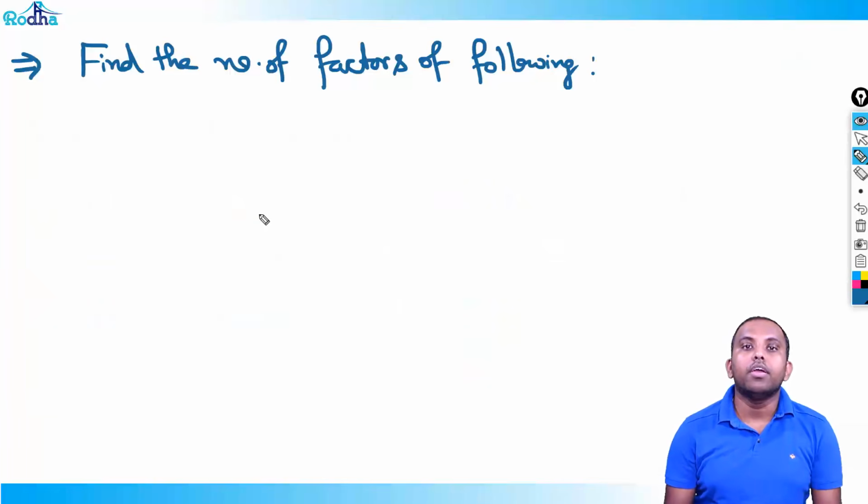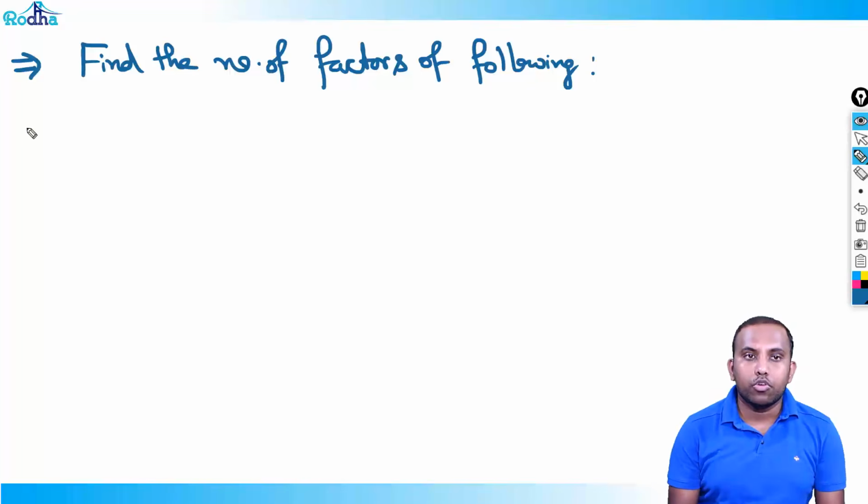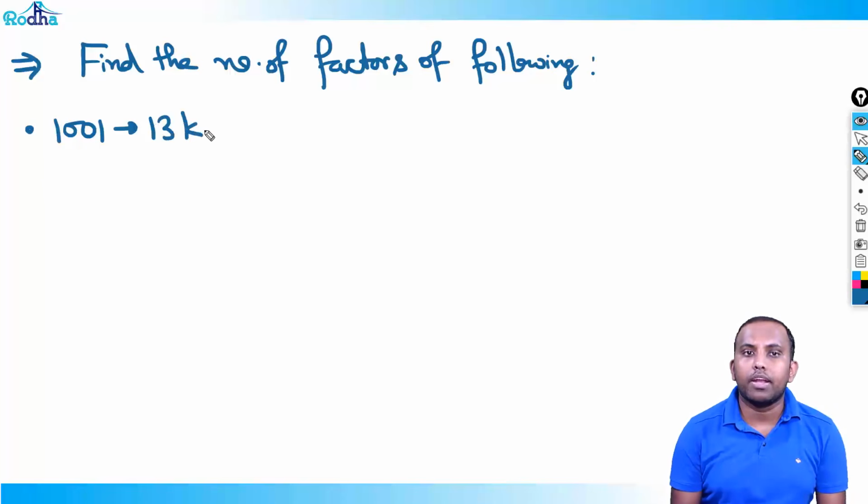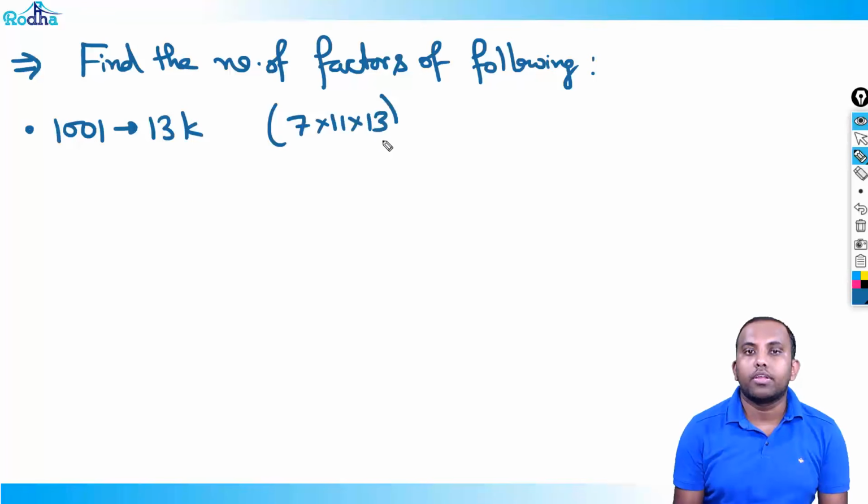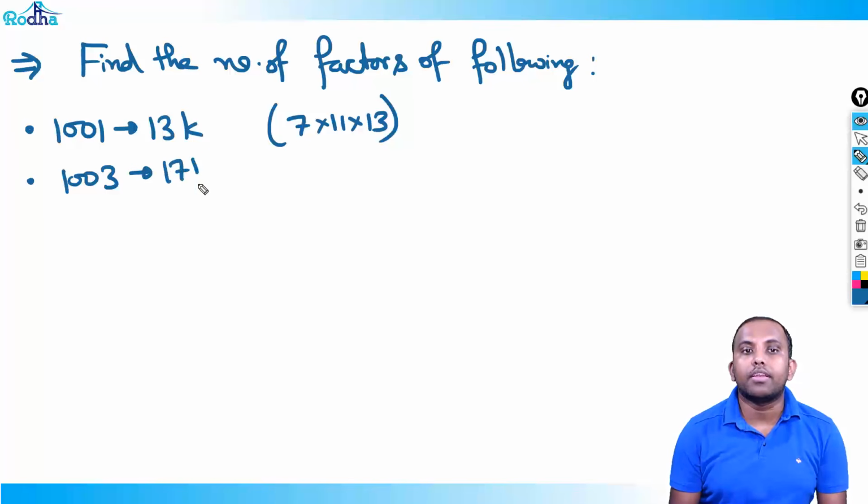Yeah, okay. So I'll tell you a few things here, right? Next question was 1003. So I've deleted the screen because this is a concept I want to discuss. See, 1001 is a multiple of 13, right? We just saw it is 7 into 11 into 13. Okay. 1003, it is a multiple of what? 17. Okay, you can remember it.